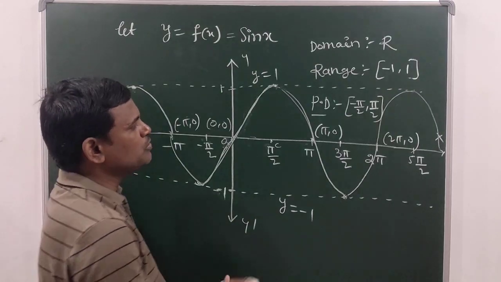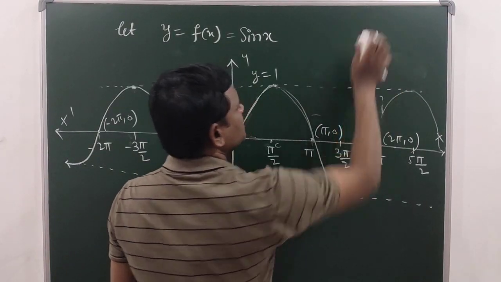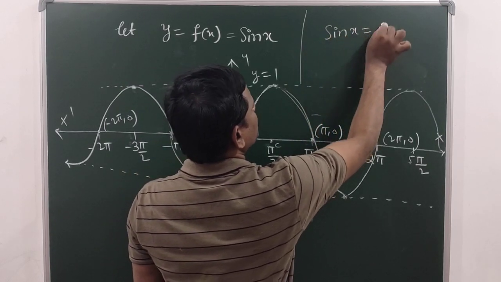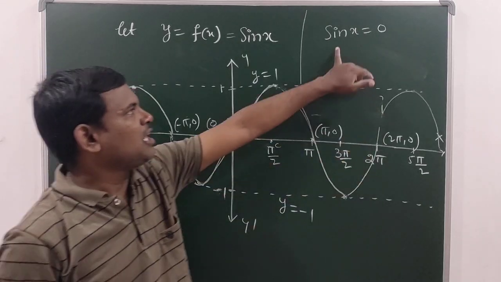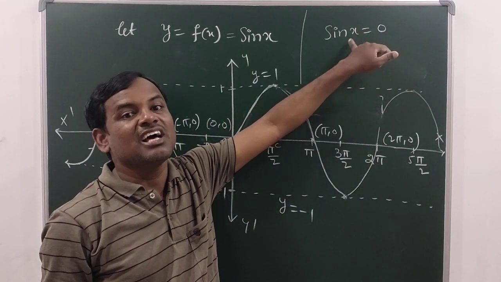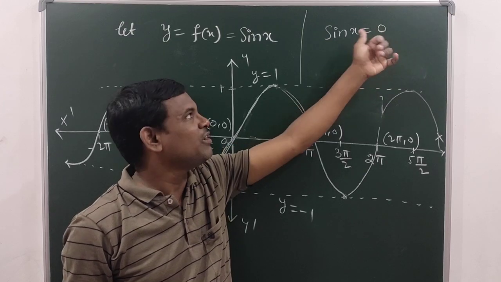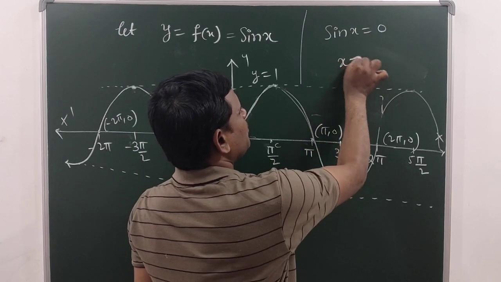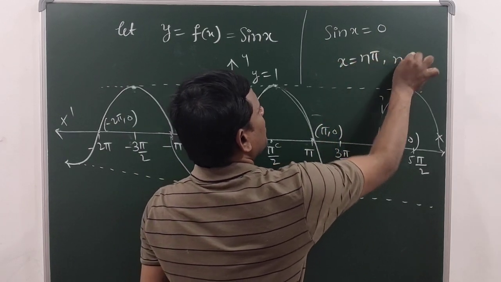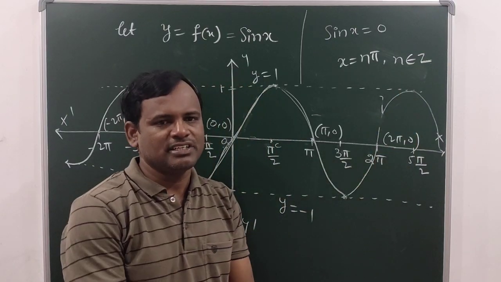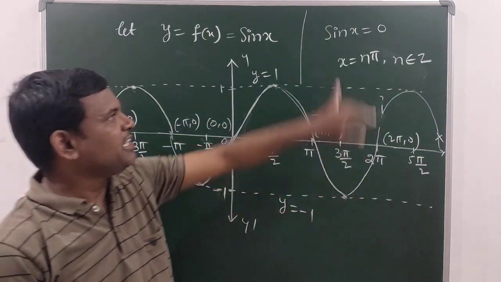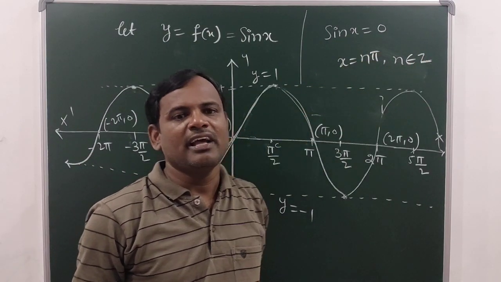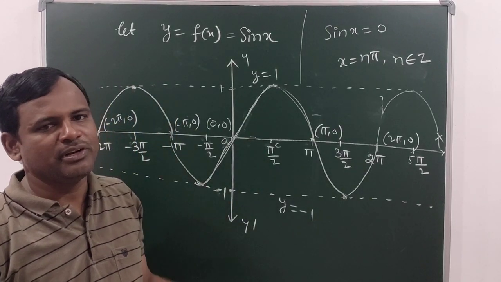Okay. So suppose I give you this equation, sin x equal to 0. Now solve this equation. If I give you this question, solve sin x equal to 0, what are the solutions for this equation? x equal to n pi, where n belongs to integers. So sin x attains the result 0 at x equal to n pi, where n is an integer. It may be a positive or negative integer.